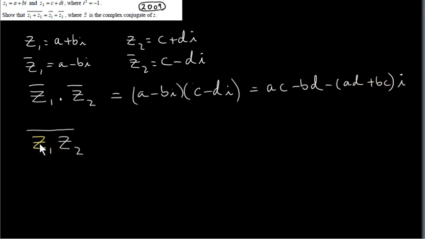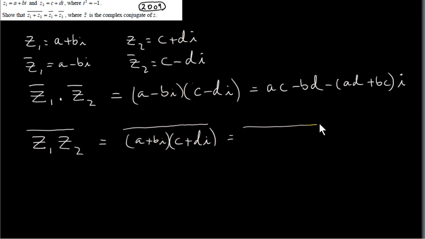Now let's look at the conjugate of z1 multiplied by z2. So we have to multiply z1, which is a plus bi, by z2, which is c plus di, and then take the conjugate. So we do the multiplication first. So we have a times c is ac. If we multiply bi by di, we get plus bd i squared, which is minus bd. Now for the i terms, we have adi plus bci. We can write that as plus ad plus bc times i.